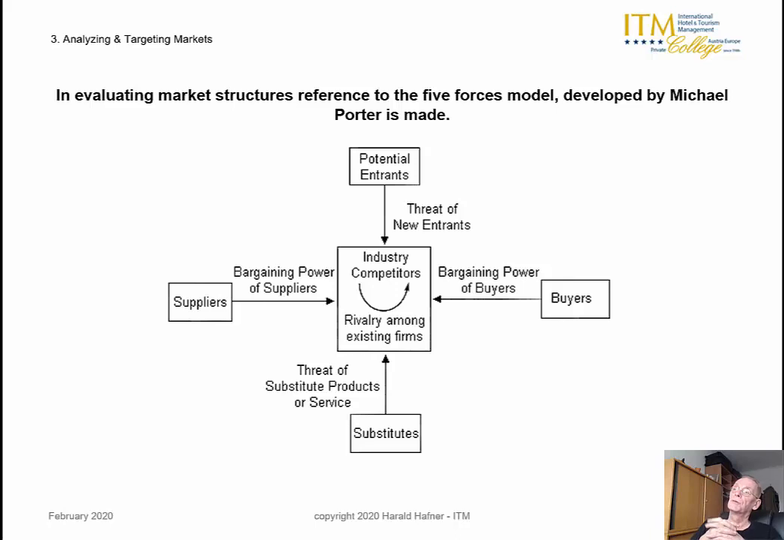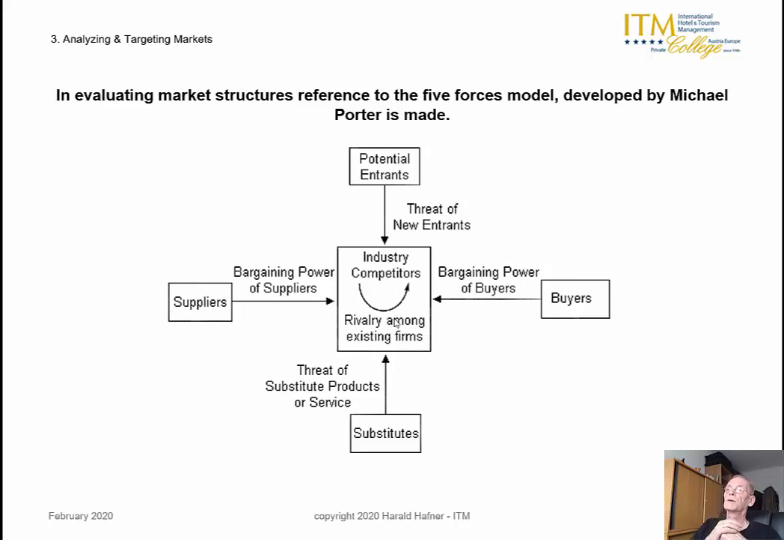When we would like to look at the structural attractiveness of a market, we apply the 5 forces model of Michael Porter. This slide shows you what it's all about. The hypothesis and the assumption of Michael Porter is that the higher the rivalry amongst existing firms within the market, the more unattractive that market is.